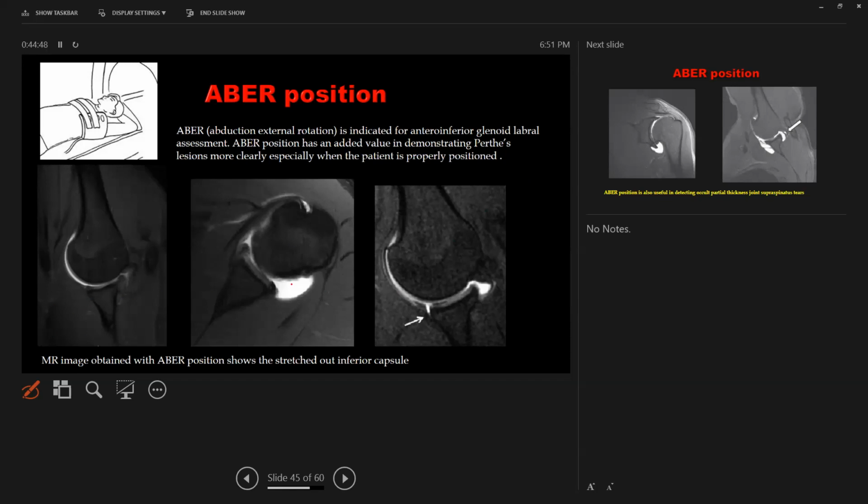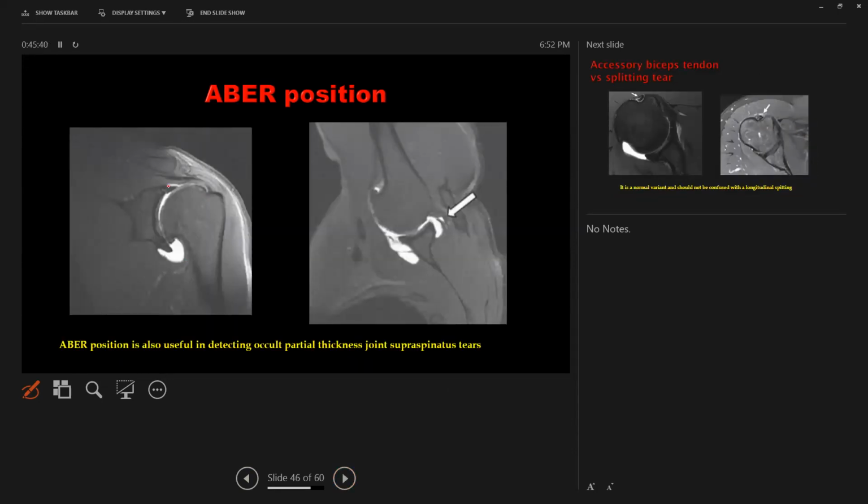So this ABER position stretches the anterior-inferior glenoid labrum, and it is more sensitive in picking up Perthes lesions and intra-articular partial surface tears of the supraspinatus. Here you can see that in a normal position, it is not clear if there is a tear here or not. There is a displaced labral tear here. However, in the ABER position, you can see that there is a Perthes lesion with periosteal elevation here.